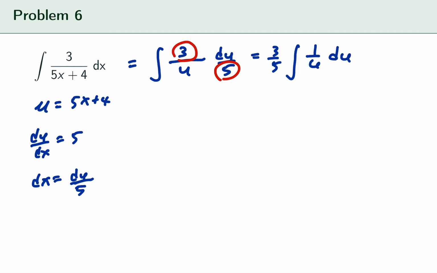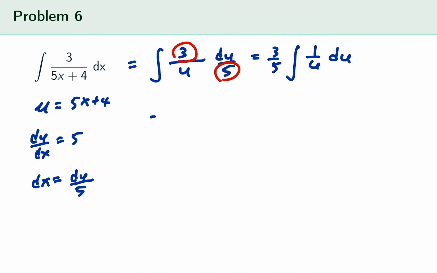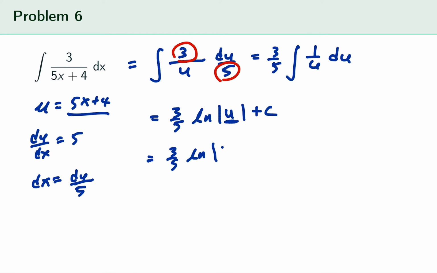Now for here 1 over u, we have to remember what's the derivative of what function gives us 1 over u. It is natural log. So we have 3 over 5 natural log absolute value of u plus c. Then finally, before we conclude to a final answer, we have to plug what u is in terms of x. 3 over 5 natural log absolute value of 5x plus 4 plus c. So this is our final answer.